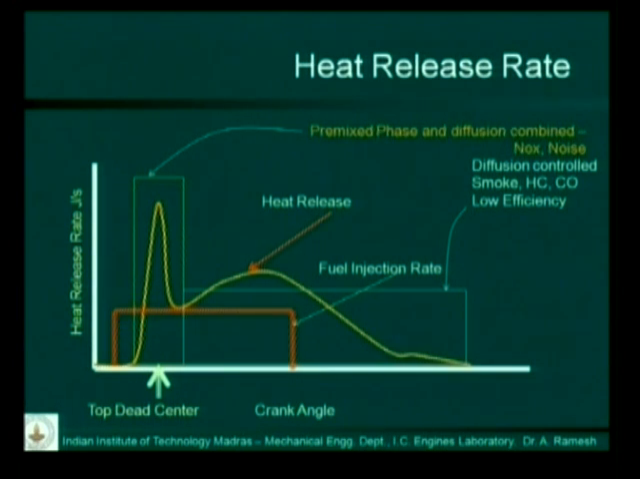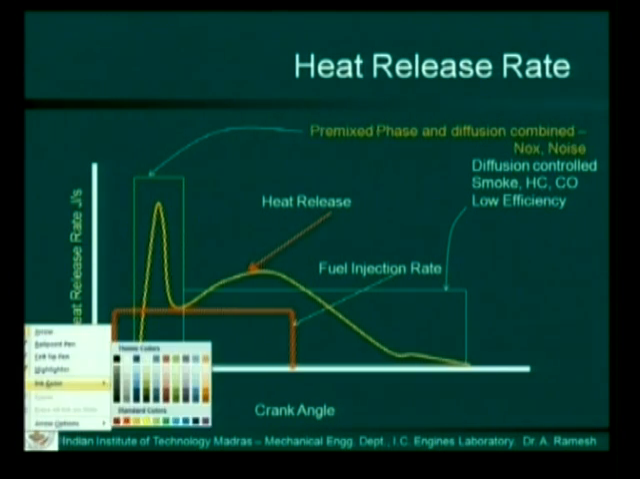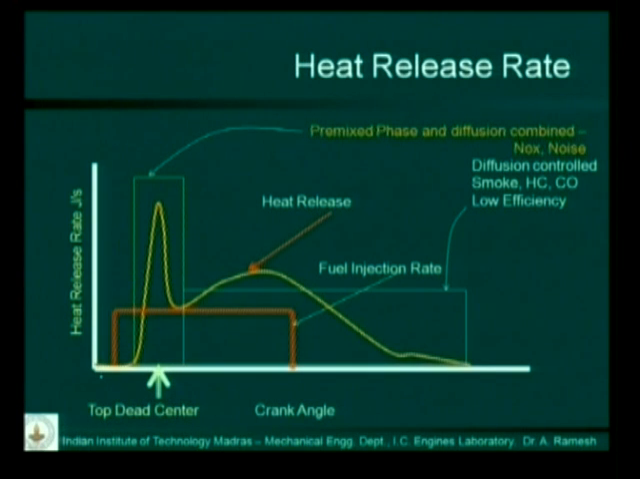So this shows a typical heat release rate curve. On the x-axis, you have the crank position, and on the y-axis, you have the heat release rate given in joules per second or watts. Sometimes people write it even in terms of joules per degree crank angle. But what is important is the rate at which the heat is released is being shown. The curve that you see here is the heat release rate curve, and the curve that you see here is actually the fuel injection curve. This is fuel injection and this is the heat release rate.